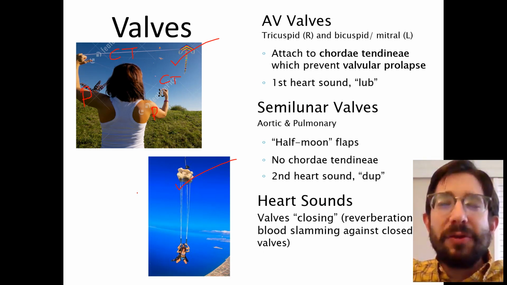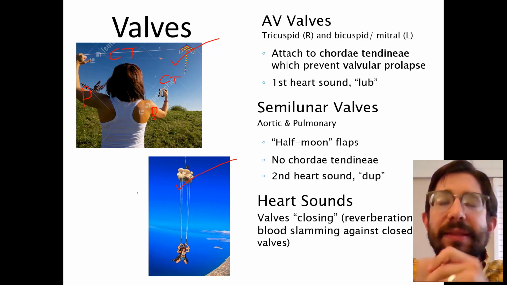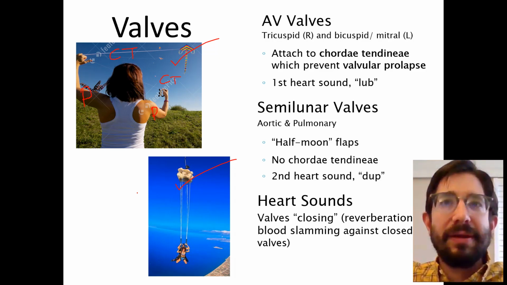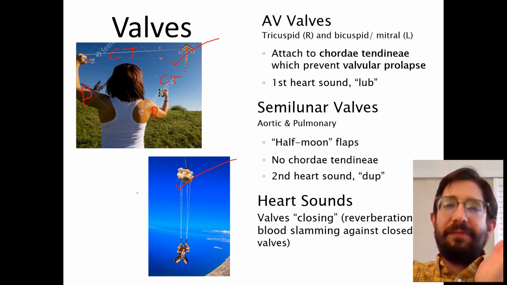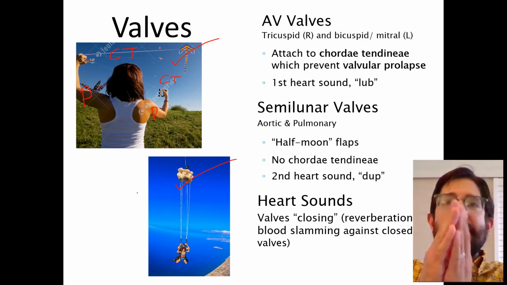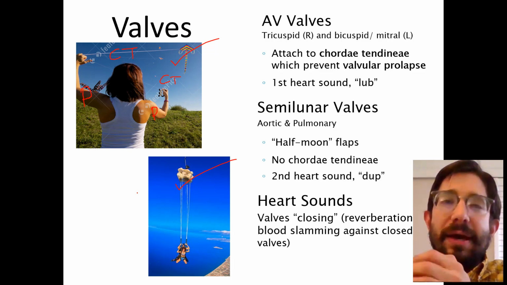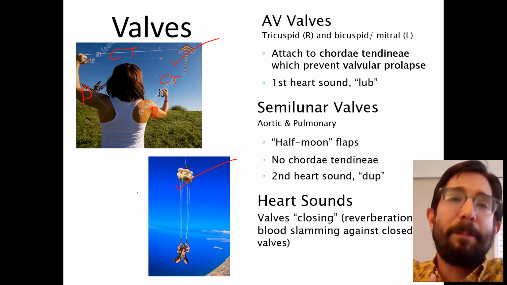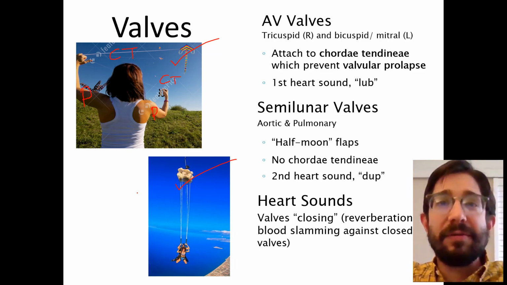So that's how these valves and associated structures are like kites. The reason they're like parachutes gets into heart sounds. I won't talk in much detail about this because you'll do it in physiology. But basically, with these heart sounds, this lub and dub, lub is what happens when the left ventricle and right ventricle contract and the blood hits the valve and causes it to close. Dub, or sometimes we say dup, is when the semilunar valves close.